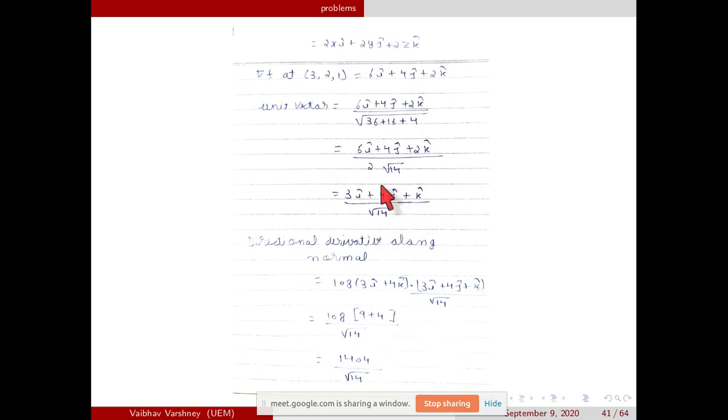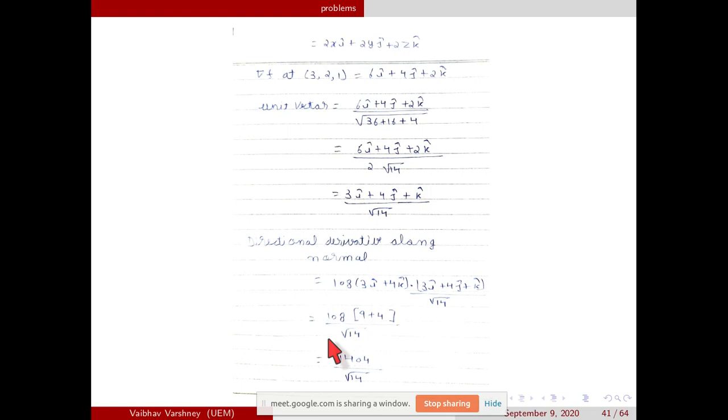So what we have to do is just multiply del v square by this unit vector. So the directional derivative along the normal: this is the del v square, this is our unit vector. We did the dot product and we will get 1404 by root 14. That is the answer.